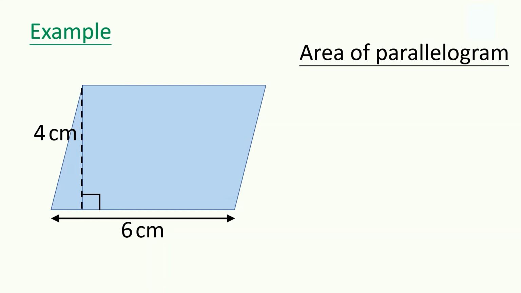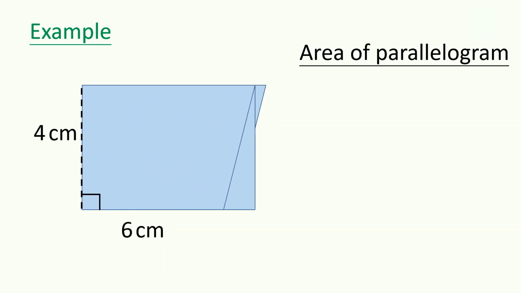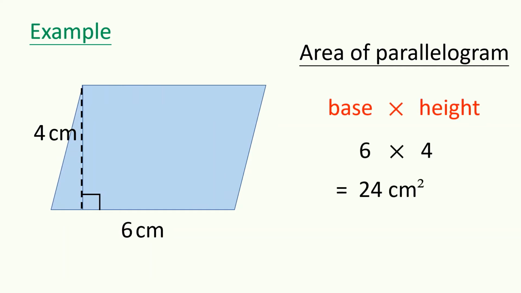For example, the base of this parallelogram is 6 centimeters. Its height is 4 centimeters. The area of the parallelogram is the same as the rectangle. It is base times height. That is 6 times 4 equals 24 square centimeters.